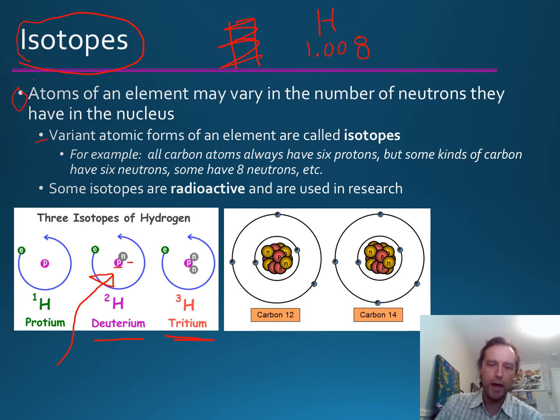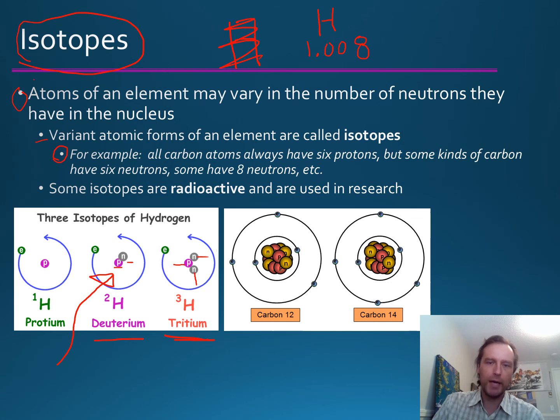Tritium, tri for 3, right? So that's in hydrogen. 1 proton, and then we have 2 neutrons. 1 proton and 2 neutrons. So these are all isotopes of hydrogen. Let's see. Let's read through these next 2 bullets.